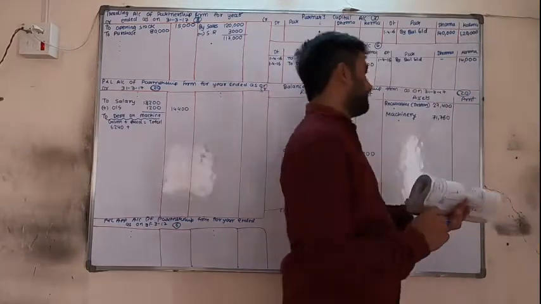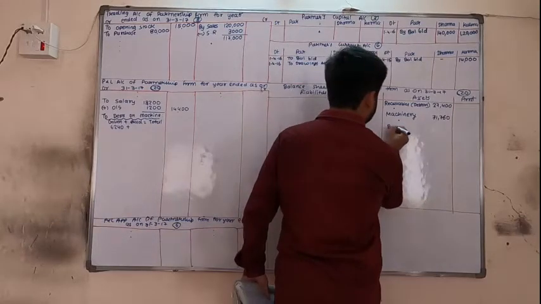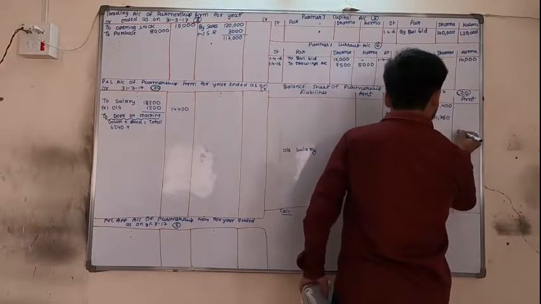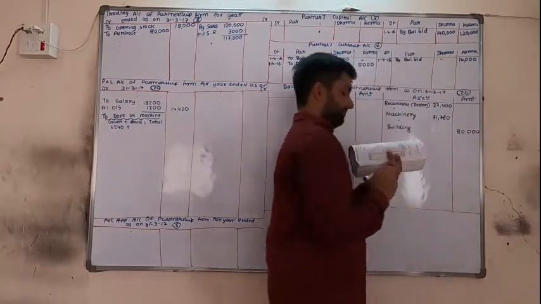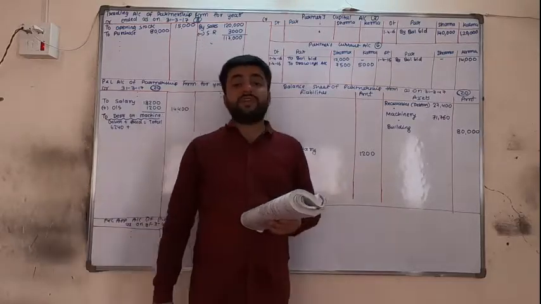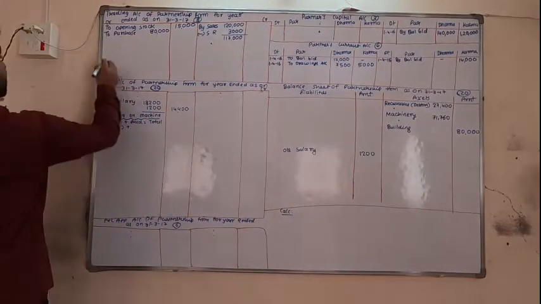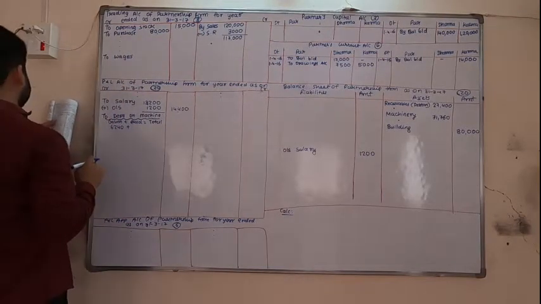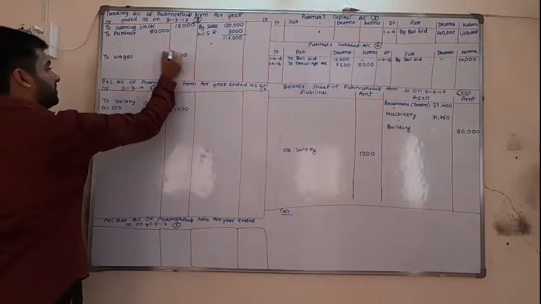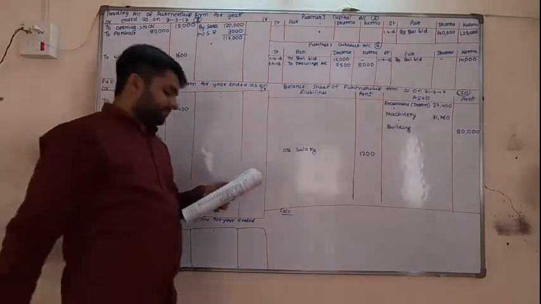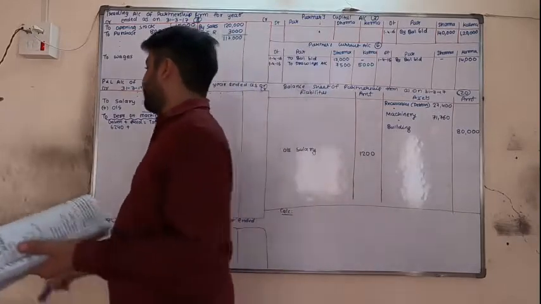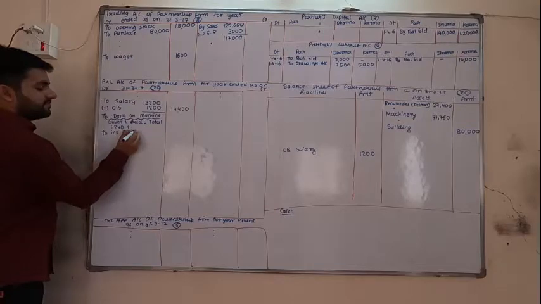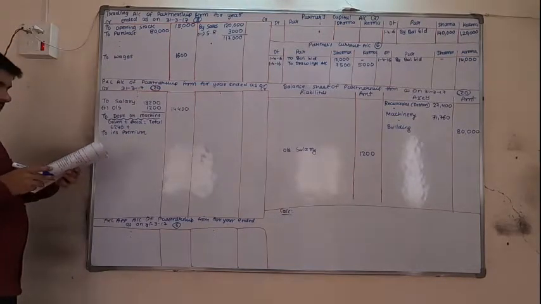Then billing. Billing is our asset. So on asset side, billing in the outer column 80,000. Next, wages. Wages is the expense of trading account. So in the trading account, after purchase we have 4 lines and directly next line to wages in the outer column 1600. Then we have insurance premium. It is our expense. So P&L debit to insurance premium in the outer column 1800.